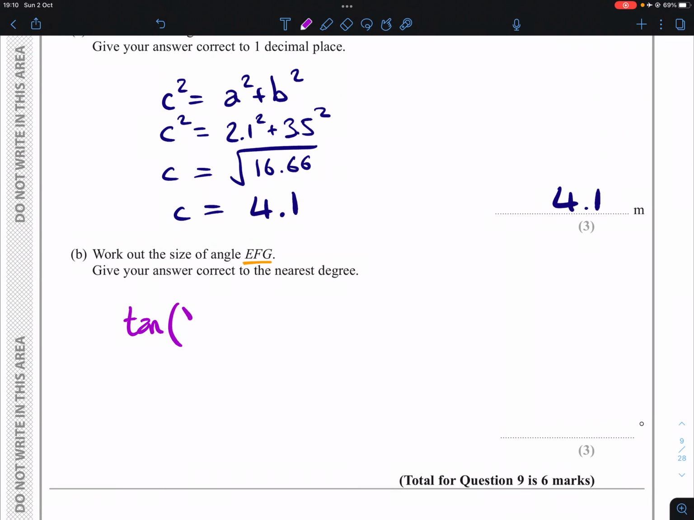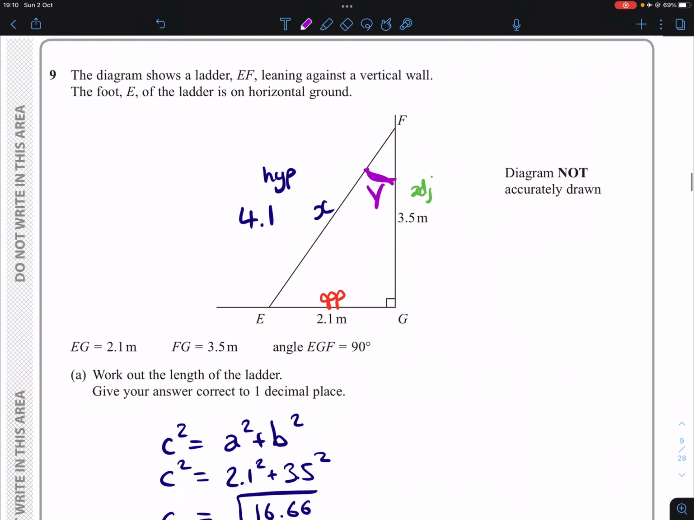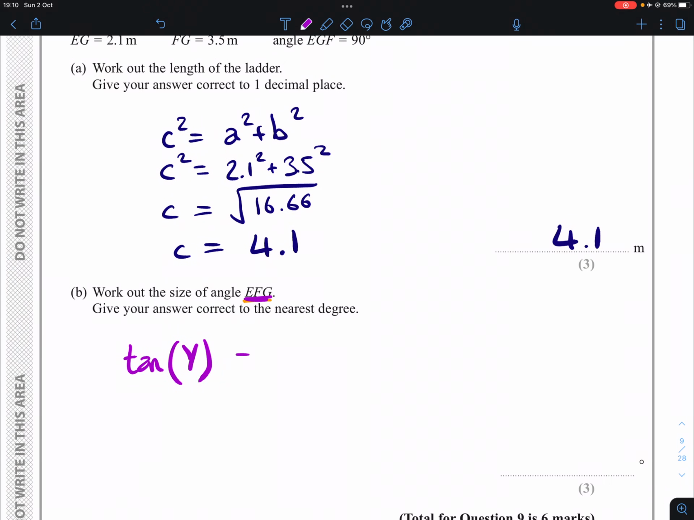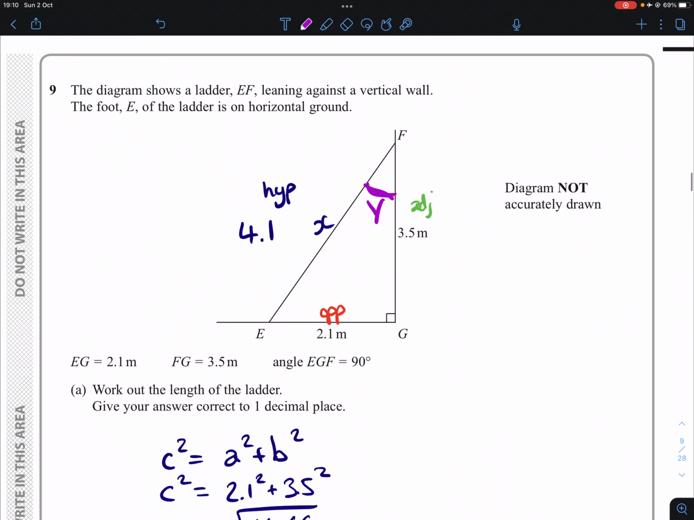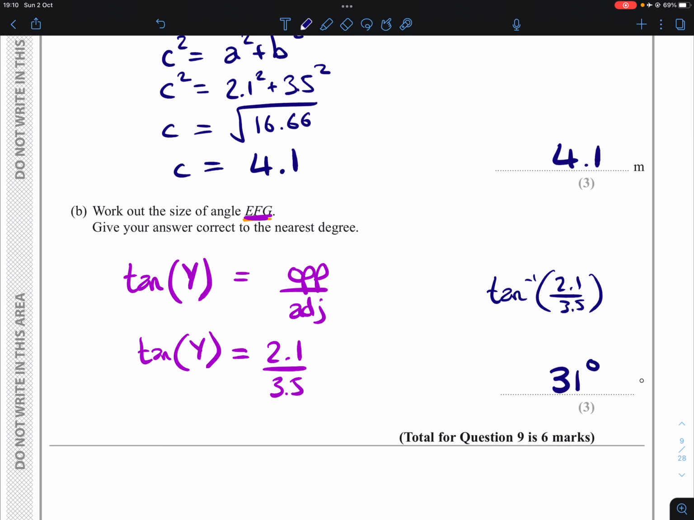So tan of our angle, which is unknown, let's call it y. So I'll just label this. I'm going to call it purple y. We take the opposite side and we divide it by the adjacent side, which in this case is 2.1 over 3.5. And then in order to get y on its own, we take the inverse tan of 2.1 over 3.5. And when we plug that into our calculator, we're going to end up with 31 degrees to the nearest degree. Done.